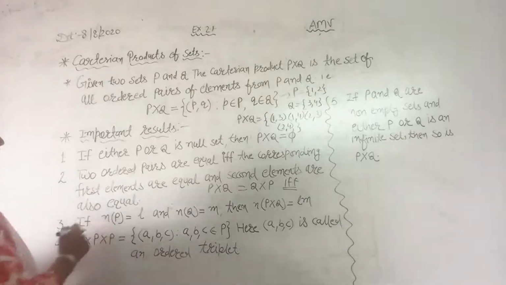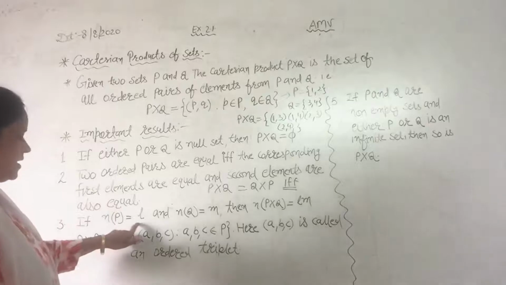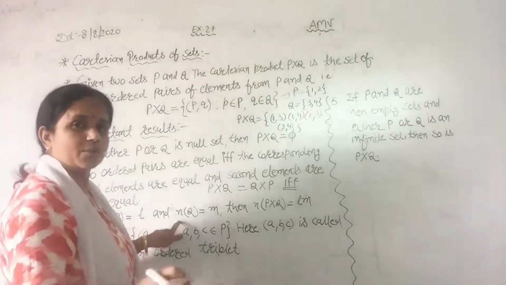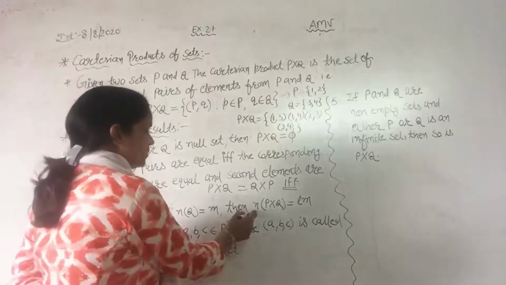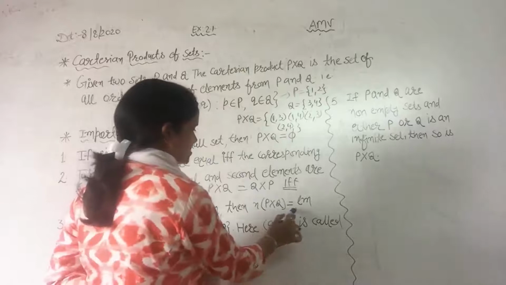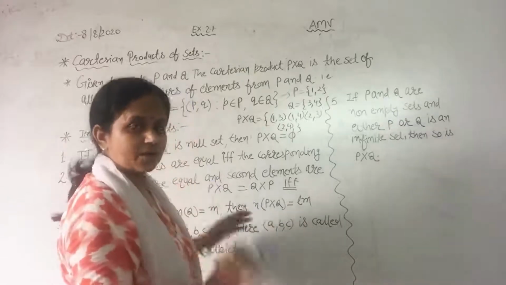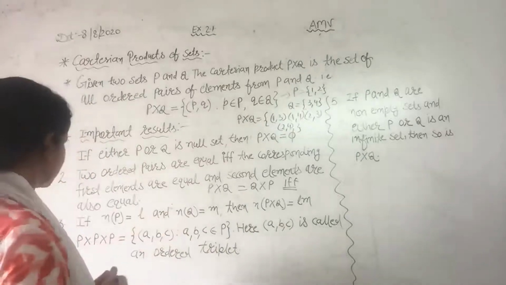If n(P), the number of elements of set P, is l and n(Q), the number of elements of set Q, is m, then the number of elements of the Cartesian product P×Q is equal to lm. Only multiply the number of elements of both sets.